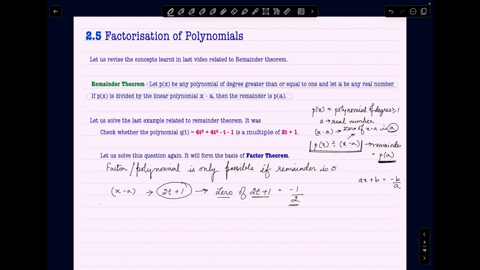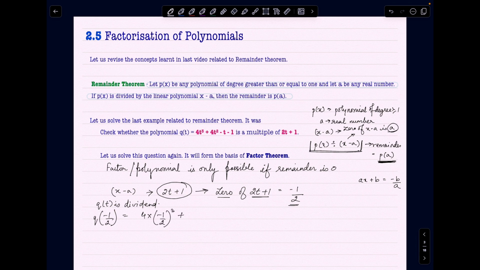The dividend is what? Our q(t) is the dividend. So we have to check the value of the dividend at the zero of the divisor. What is the zero of the divisor? It is minus 1 by 2. So you have to check q of minus 1 by 2. What is q of minus 1 by 2? It is 4 into t cube, meaning 4 into (minus 1 by 2) cube.